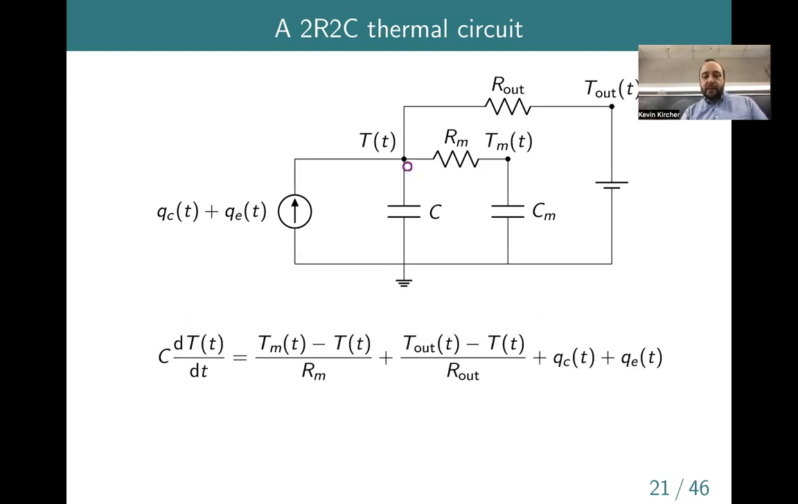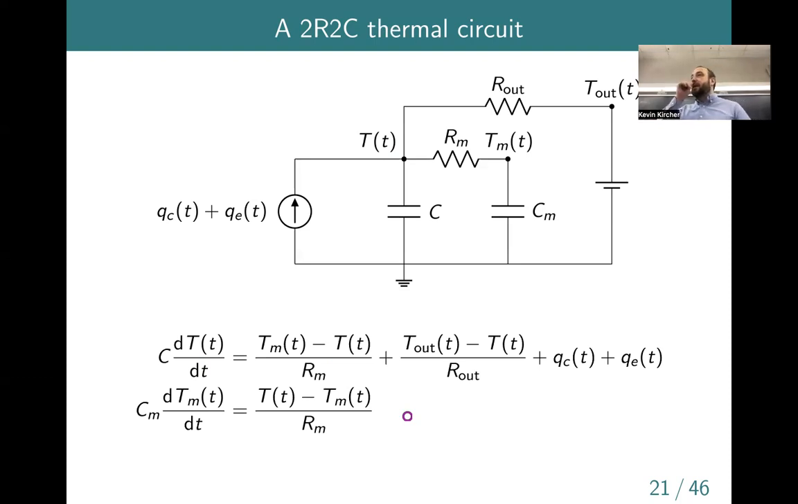And we can write down, if we do conservation of charge on this node, we get one differential equation. And then I'm just reviewing here, but if we do current balance again on this node here, we get a second differential equation. So one governing the air and one governing the mass. And they're coupled. The air temperature shows up in the mass differential equation, and the mass temperature shows up in the air differential equation.